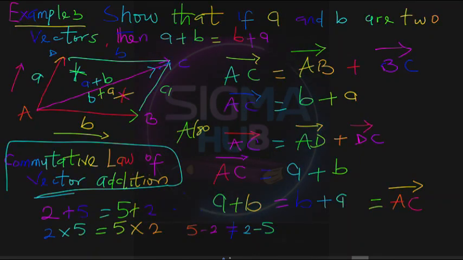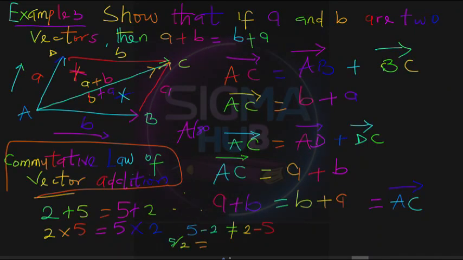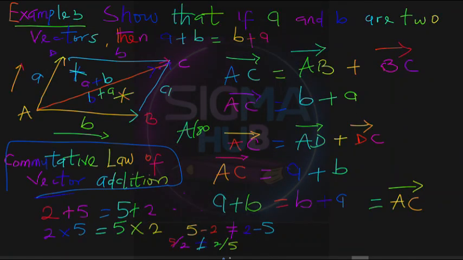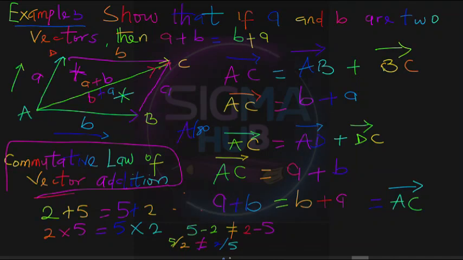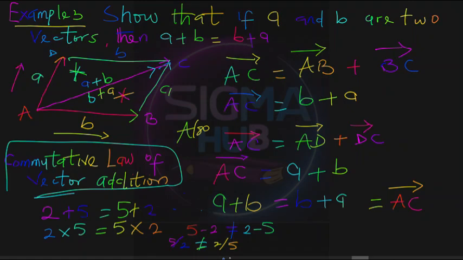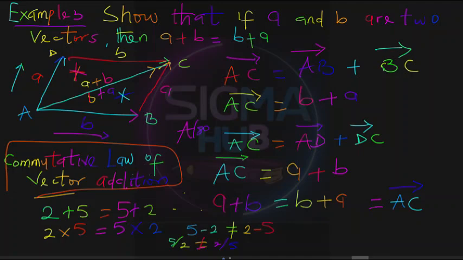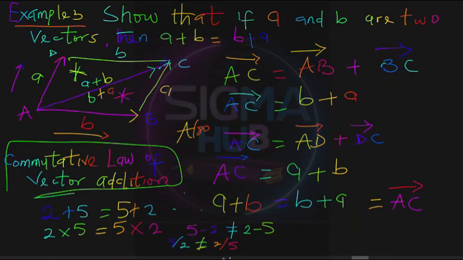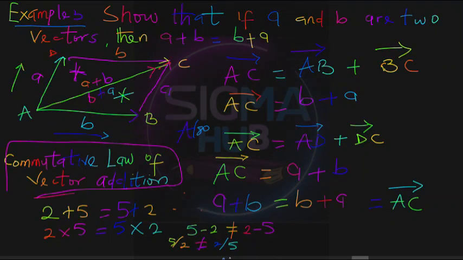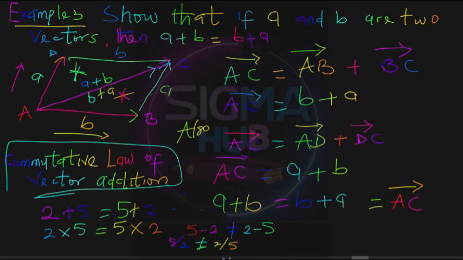And likewise division: 5 divided by 2 is never going to be the same thing as 2 divided by 5. 5 divided by 2 is 2.5. 2 divided by 5 is 0.4. As you can see, the answers are not the same. So with this, we are able to establish that addition and multiplication are commutative, while subtraction and division are not commutative. So let's digest this before we move to the next example.